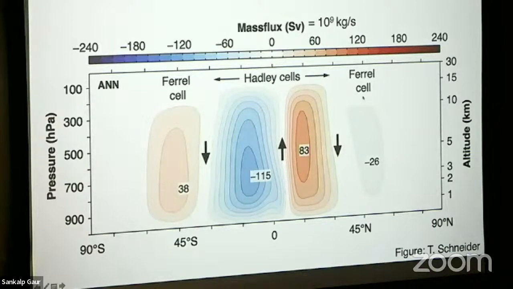So of course the question is, why does the Hadley cell terminate around 25, 30 degrees? That's something we'll seek to answer tomorrow morning. And what dictates this seemingly thermally indirect circulation that manifests poleward of that, the so-called Ferrel cell? And here's where the eddies, these nonlinear fluxes from the deviations of the mean, will come into play and are very important. So that's just foreshadowing. We'll get there.